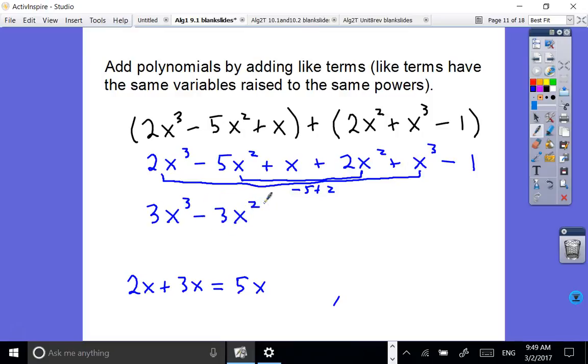Okay? Do we have an x to the first? Yep. How many? You just have the one term, so that goes next. And then we have a constant.